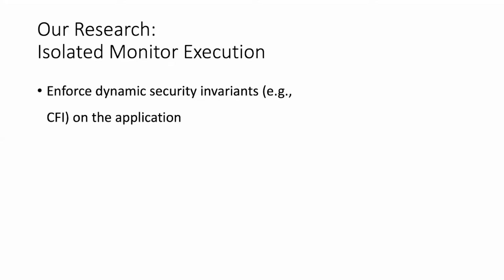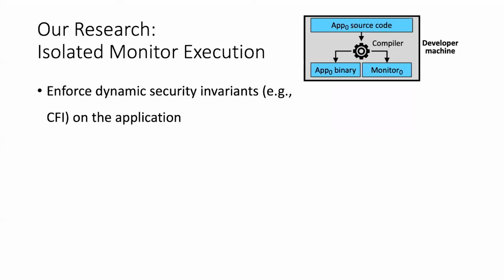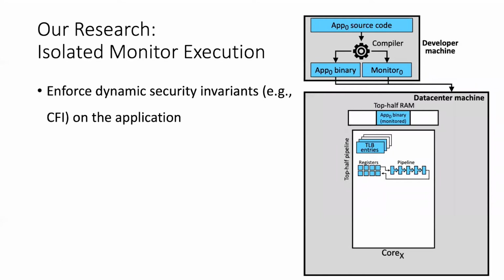With these deficiencies in mind, we present our research, that is isolated monitor execution, where our first goal is to enforce dynamic security invariants on the application to provide post-load integrity guarantees. And how do we achieve this? So in IME, the application developer writes the source code, which has the core application logic and the corresponding security checks. The compiler then generates an application binary and the corresponding security monitor. Now, these two entities are then uploaded on the untrusted data center.